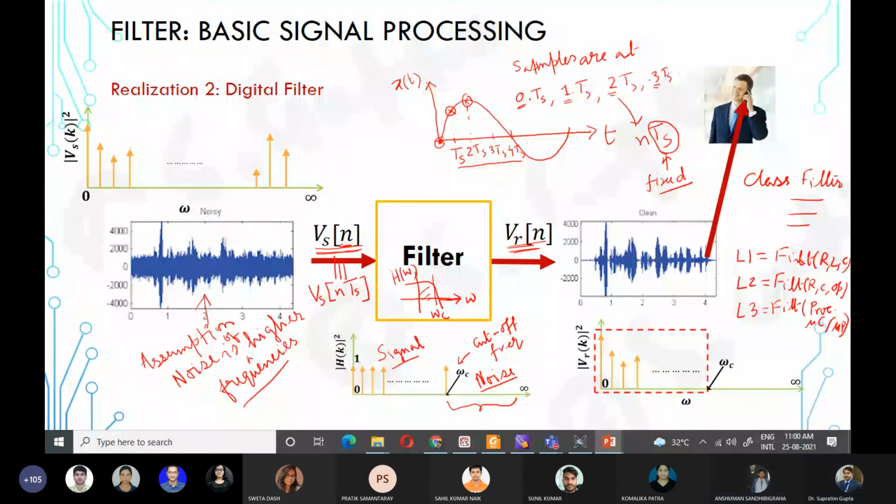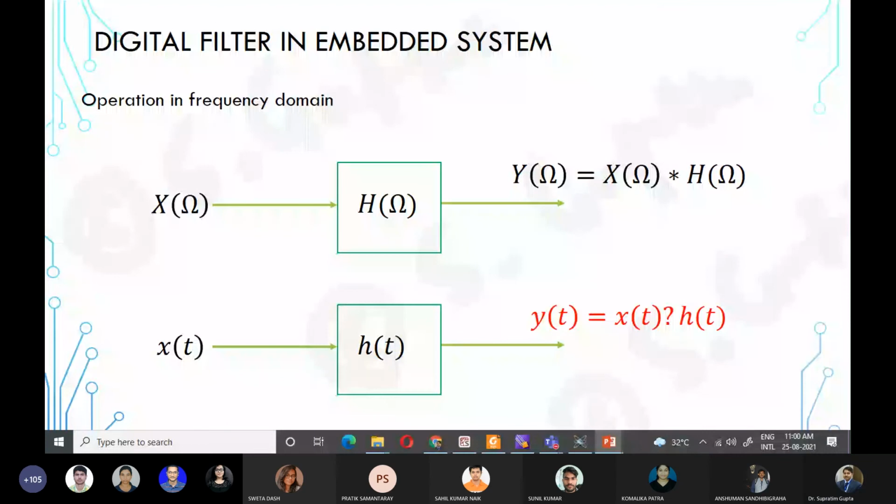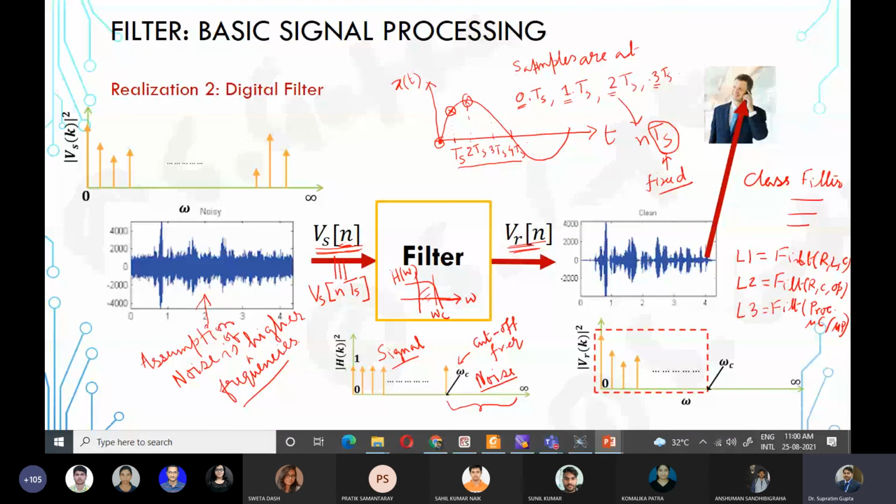Now, how can we implement this digital filter into an embedded system? I have said that this is an alternative. I have said that about the samples, how we can get the samples, at what instances we are getting the sample. So between two samples, there is nothing. We do not have any information about the signal. All right. Now, how can we do it?